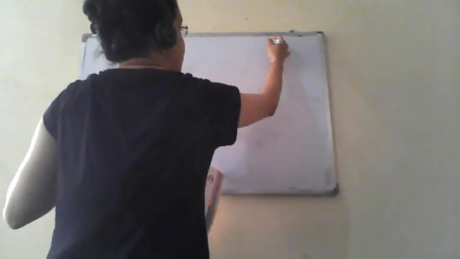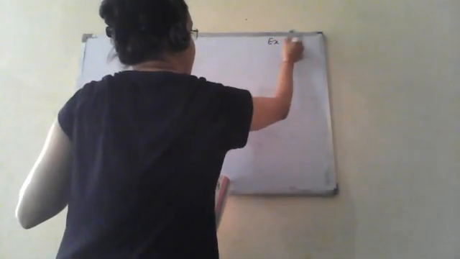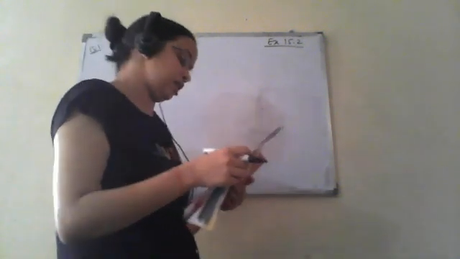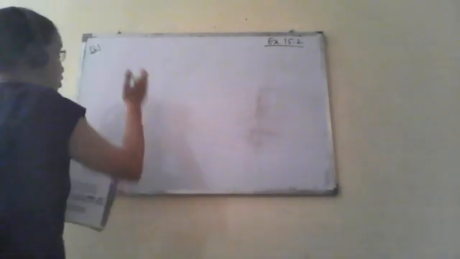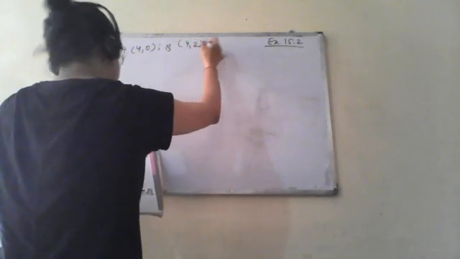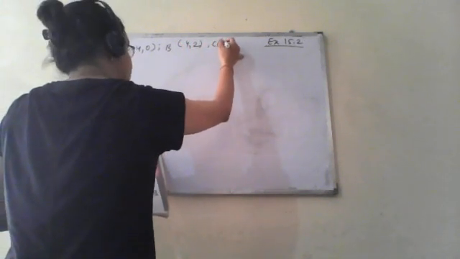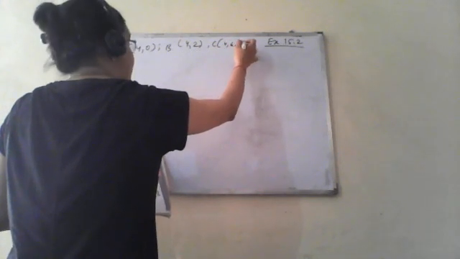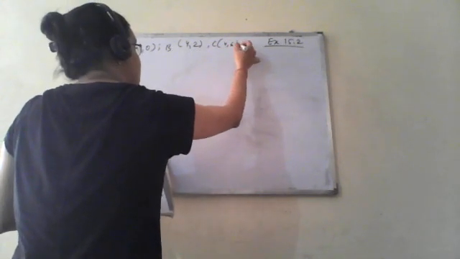Exercise 15.2. See, question number 1. We have to plot the following points on graph sheet and verify if they lie on a line. The points given are A (4, 0), B (4, 2), C (4, 6) and D (4, 2.5). So these are the points we have to plot on a graph.